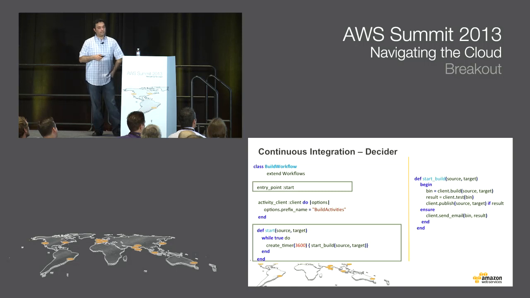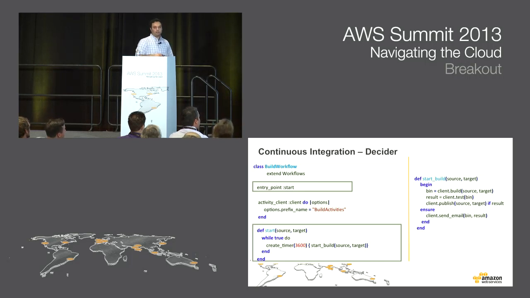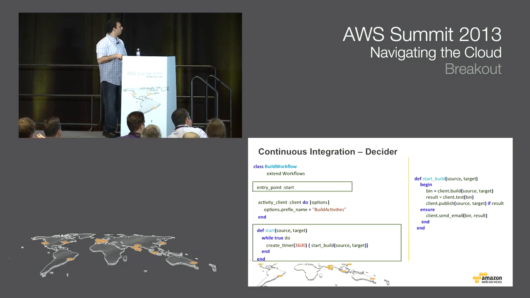One of those methods is the entry point method. What the entry point method does is it tells the Flow framework, when a workflow of this type starts, this is where the execution should initiate. So this is the entry point of your workflow. And the start method, which is the entry point, itself is just a Ruby method, and you can put any kind of logic that you want in there.